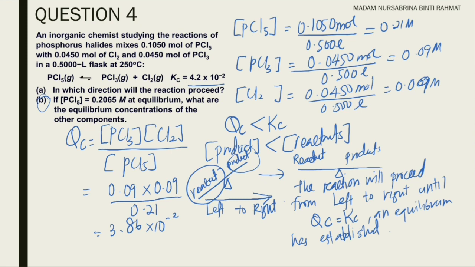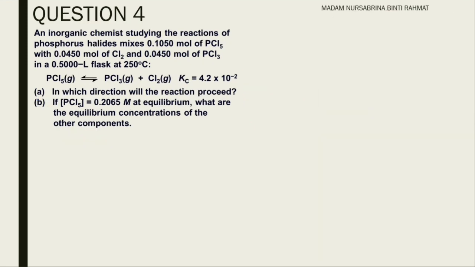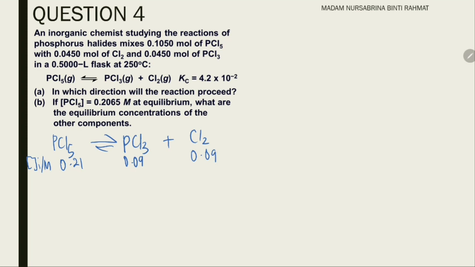So now we need to plot an ICE table. Since the reaction proceeds from left to right, your ICE table will look like this: PCl5, PCl3 plus Cl2. For the initial concentration, rewrite what the initial concentrations are, which is 0.21 molar for PCl5. Your PCl3 is 0.09 molar, and it's the same for your Cl2, 0.09 molar.